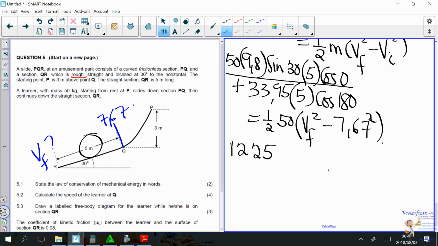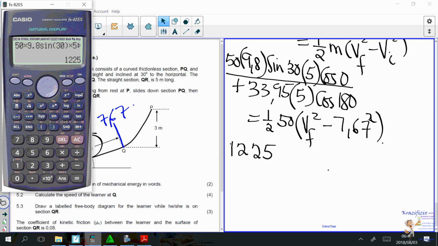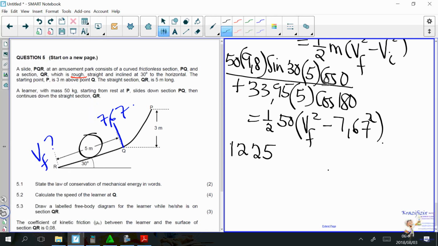On the next one, what am I going to have? I have 33,95 times 5 cos 180 degrees. And that gives me what? A negative 169,75. And that should be equal to 25. Remember, half of 50 is 25.